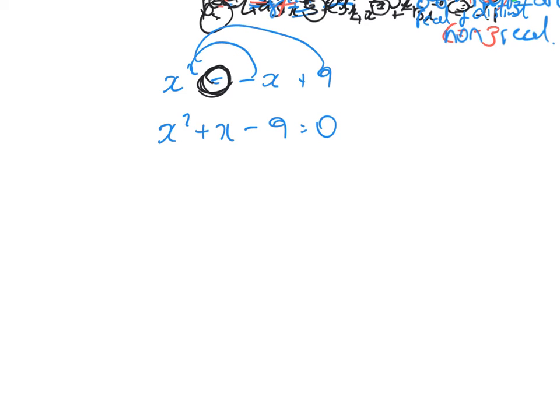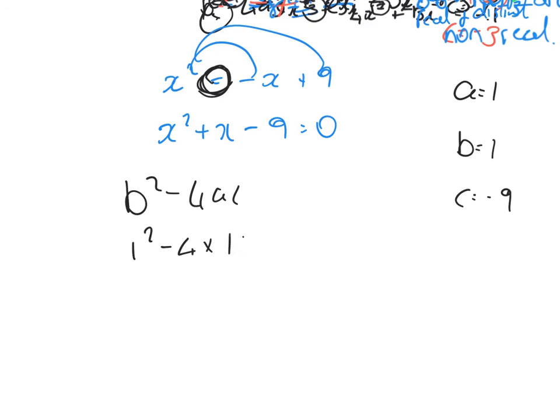Okay. Now, I need to identify A, B, and C. What's A? 1. What's B? 1 again. What's C? Minus 9. A's 1. B's 1. C's minus 9. Straight to it. b squared minus 4ac. What's B? 1. 1 squared minus 4 times A, which is 1, times C, which is minus 9.